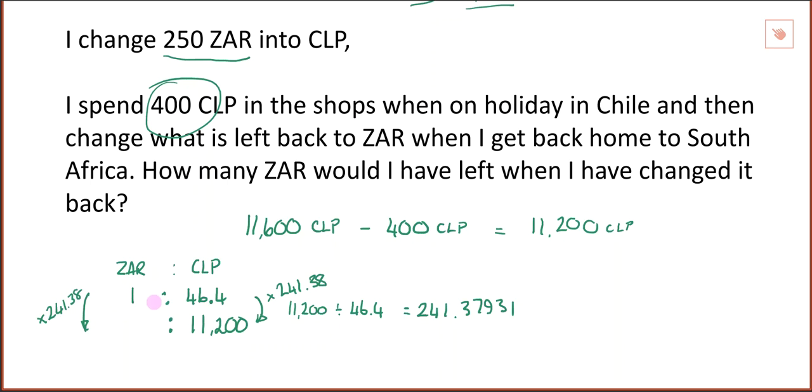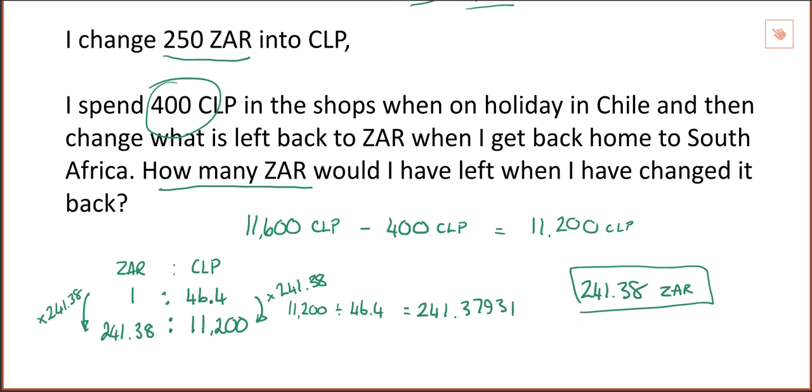So 1 multiplied by that gives me 241.38. So I have 241.38 South African rand when I get back. So I went with 250, I come back with 241. I really didn't spend very much at all.